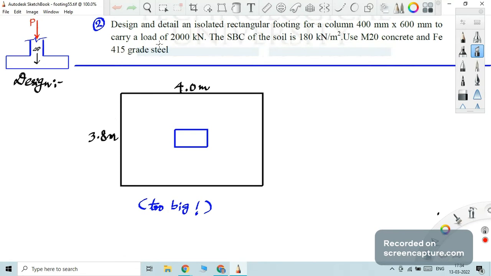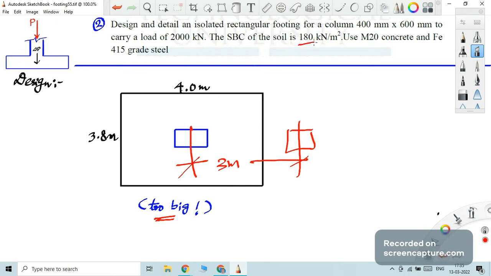So once you get the dimension 4 by 3.8, it's a very big size. Okay, 4 meter by 3.8 is a very big size. You should know that in buildings, the column to column spacing is around 3 to 4 meter or 5 meter. So if the spacing is 3 meter, you have one column here. If another column is spaced at 3 meter, then you are in big trouble, isn't it? You cannot have an isolated footing also in that case. So such situations also may come.